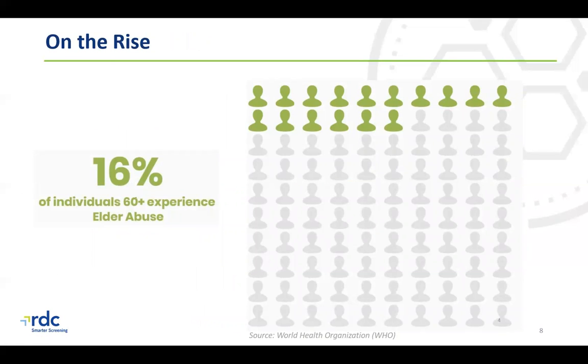This figure represents the percentage of elderly individuals that experience elder abuse. Now, if you think of the statistic from the last slide, that only 1 in 44 crimes are reported, you can conclude that this figure is actually much higher than 16%.